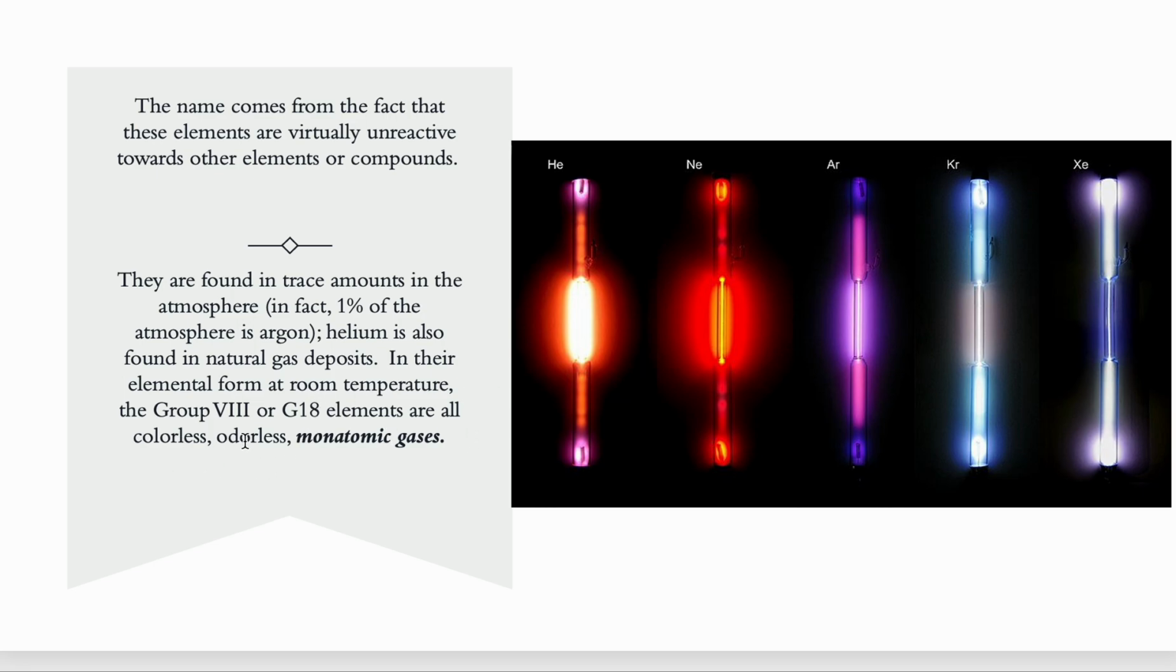They are colorless, odorless. They only get this color when an electric current is passing through the gas, and then it produces a different color. But without any electricity, they are colorless, monoatomic, odorless gases. So we don't see that.